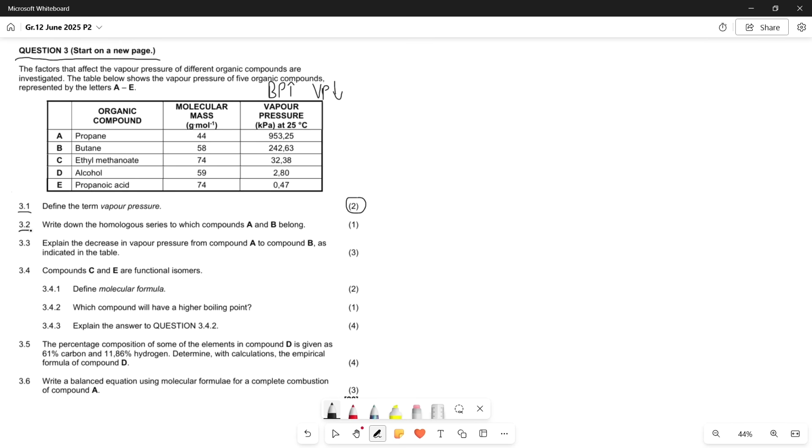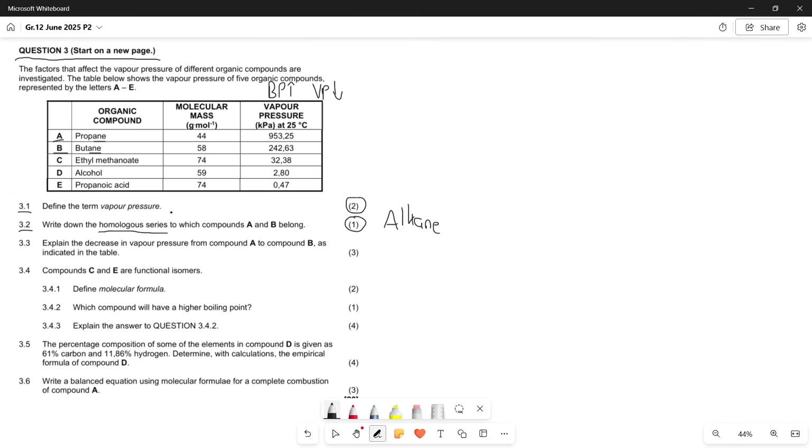And then 3.2 here says write down the homologous series to which compounds A and compound B belong. So this is a 1 mark question. This is theory and understanding, and what we can see is that A is propane and B is butane, which means they do belong to the same homologous series, and they both end in ane over here, not ene or ine, which means we are dealing with an alkane. This is just something we need to know and learn to identify, which means we have an alkane because it ends in an ane, and that is 1 mark.